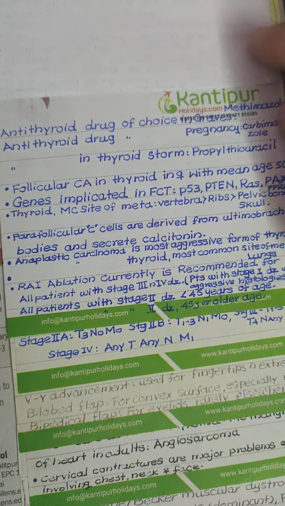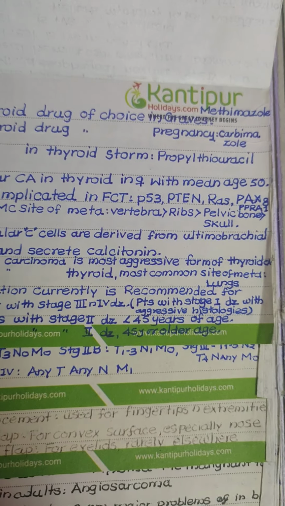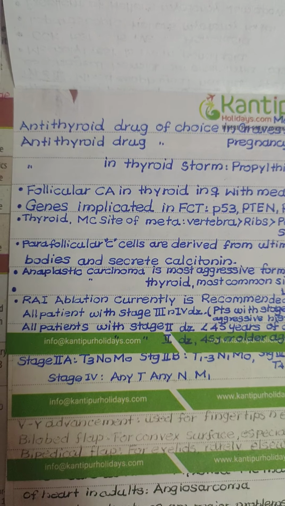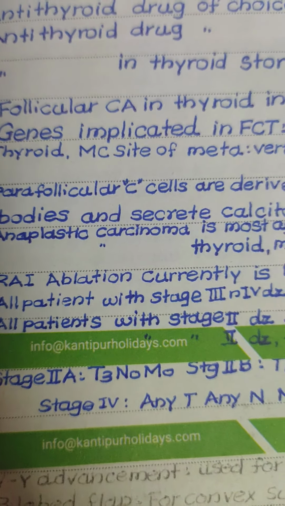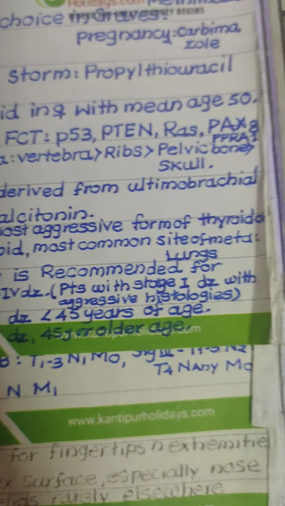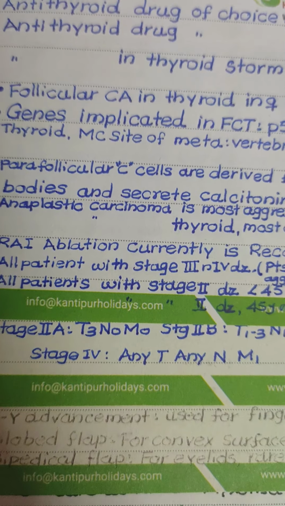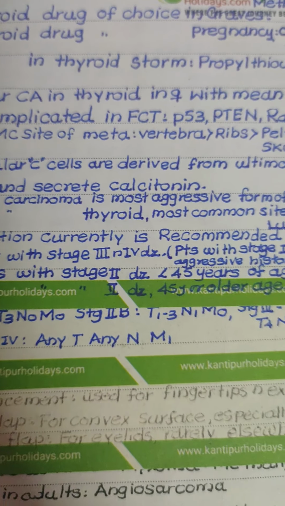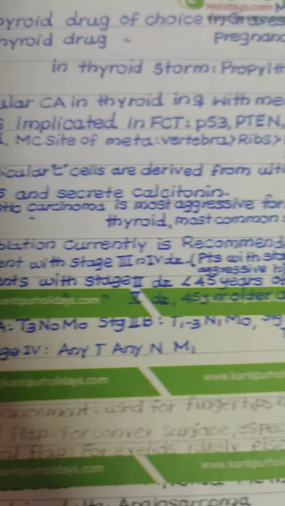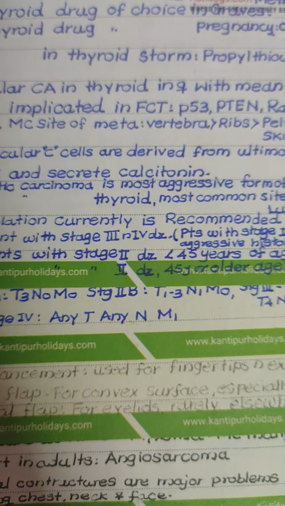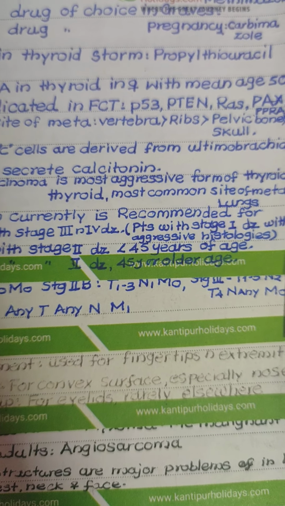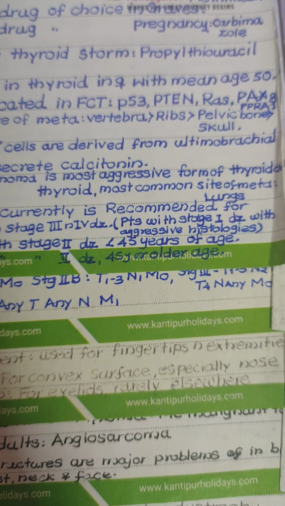Let's go for antithyroid drug of choice. In Graves' disease, methimazole. Antithyroid drug of choice in pregnancy is propylthiouracil. Antithyroid drug in thyroid storm is propylthiouracil. Follicular carcinoma of thyroid occurs in females with mean age 50. Genes implicated in follicular carcinoma: p53, PTEN, RAS, PAX.